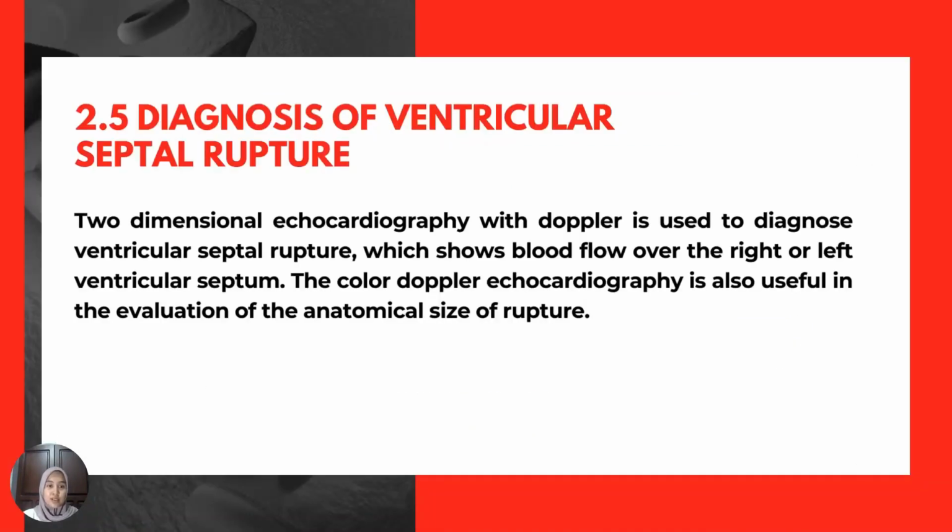2.5 Diagnosis of ventricular septal rupture. Two-dimensional echocardiography with Doppler is used to diagnose ventricular septal rupture, which shows blood flow over the right or left ventricular septum. Color Doppler echocardiography is also useful in evaluating the anatomical size of the rupture.